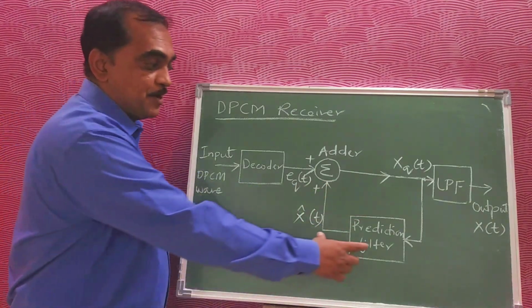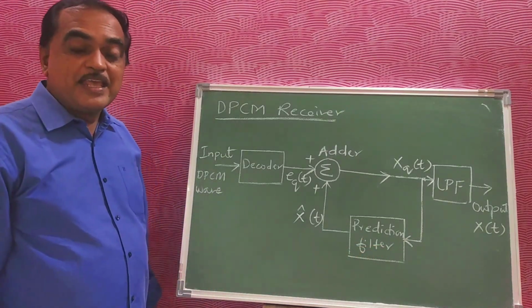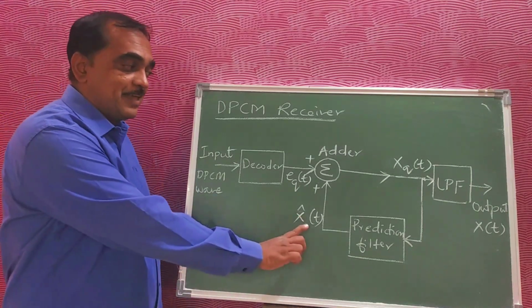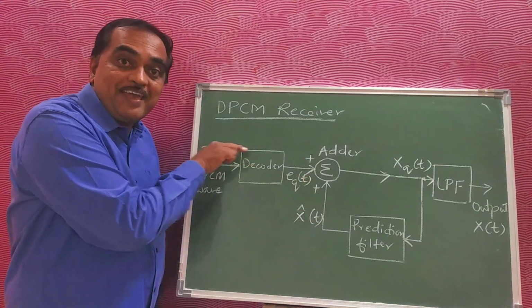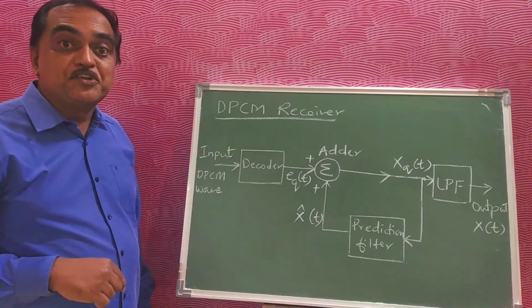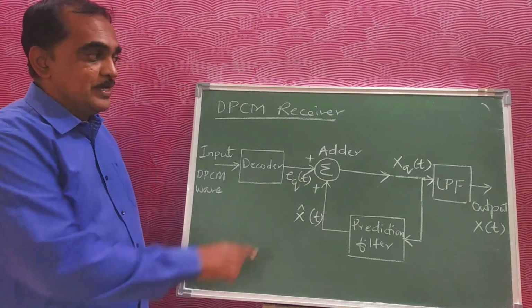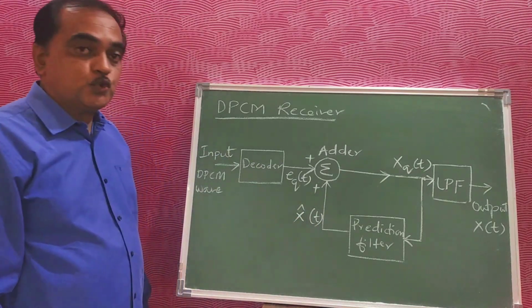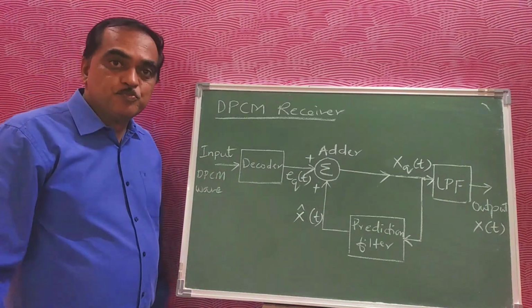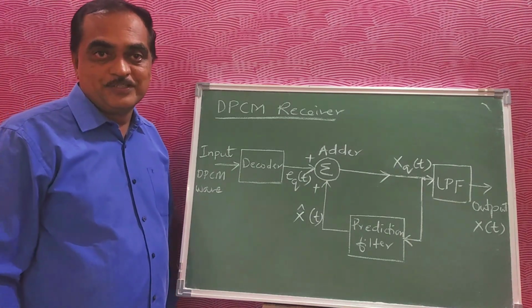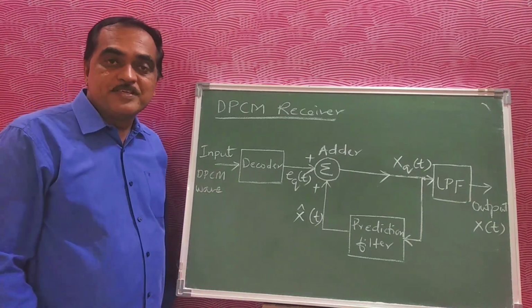Here our prediction filter is again an important stage, which is going to give you x cap t. That x cap t will be added to the error which has come from the transmitter. If you add both, you will get the actual sample value, and if you pass that through the low pass filter, you will get a smooth wave which will be the recovery of the original information signal. So this is your DPCM receiver.